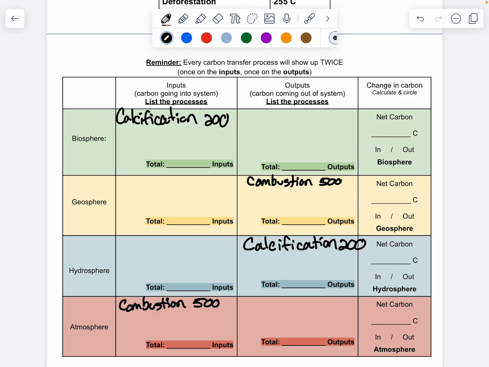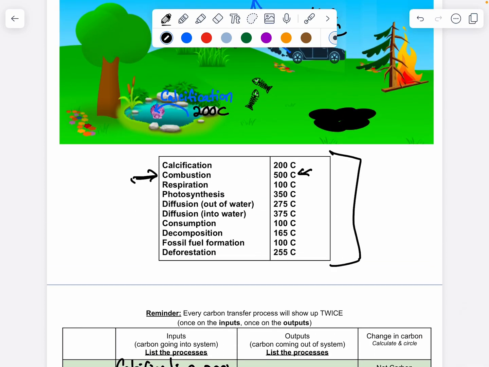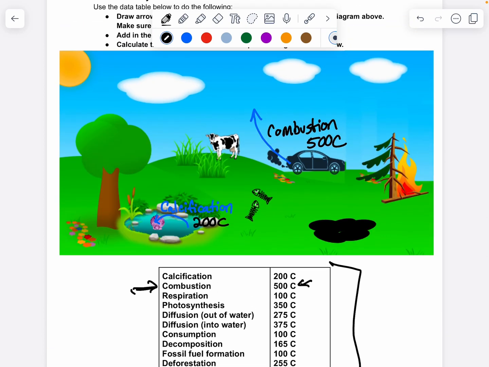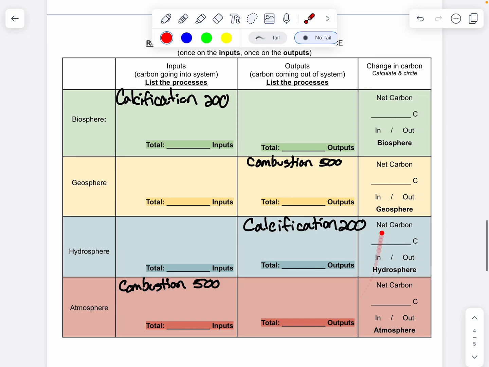Okay, so with that, once you get through your list of different processes, you should have a full picture up here with the carbon cycle, and you should also have a full data table of all your carbon that's going in and out of the system. So you are going to add those up and figure out how much is going in or out. What is the net carbon? Okay, good luck.